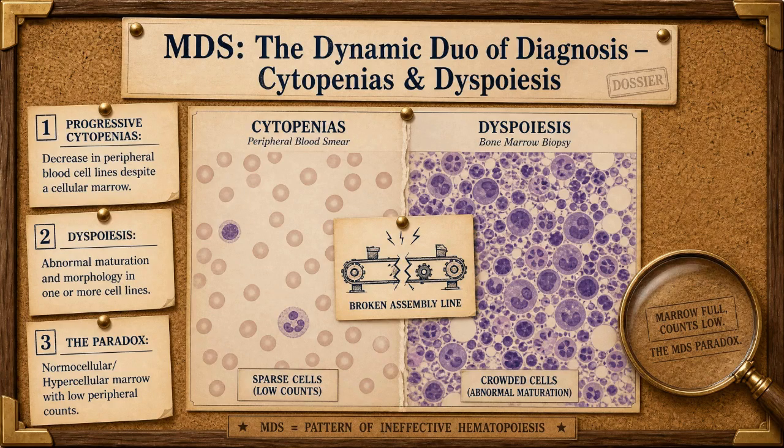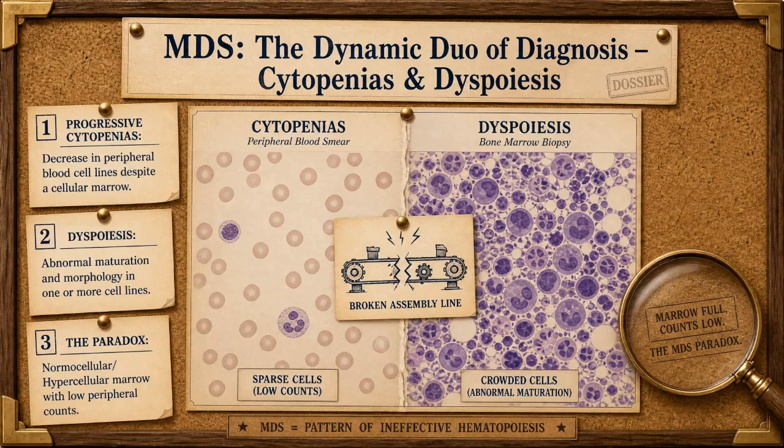First, we have progressive cytopenias. This means a decrease in one or more peripheral blood cell lines. So, patients will present with anemia, low red blood cells, neutropenia, low neutrophils, or thrombocytopenia, low platelets, or a combination of these. This is the clinical manifestation of the ineffective hematopoiesis we discussed.